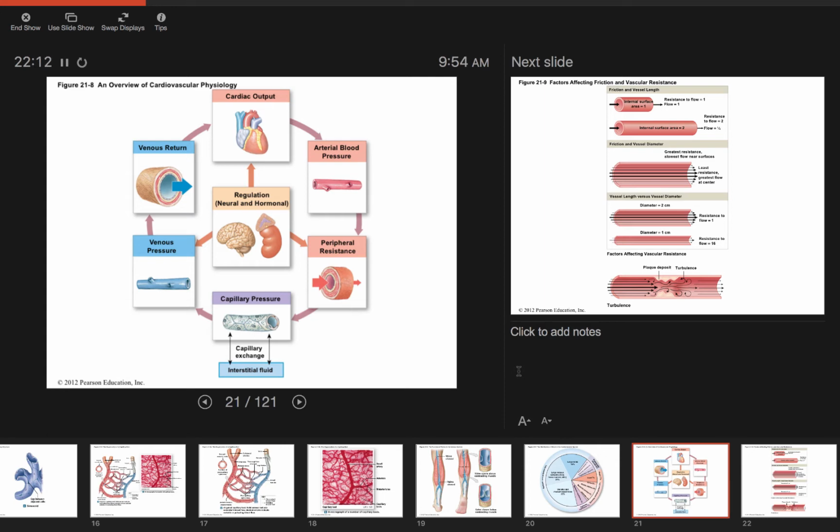Skeletal muscle pump is when you're just moving around and your skeletal muscles are squeezing on those veins. That's going to push the blood towards the heart. So those are 2 different pumps, skeletal muscle pump and respiratory pump, right? It's all about the blood moving towards the lower pressure.